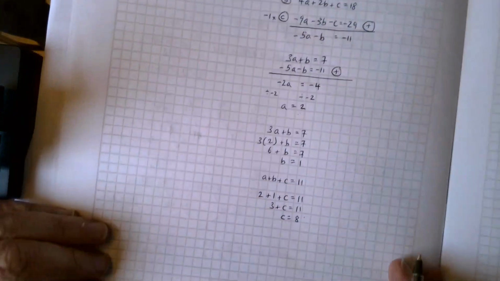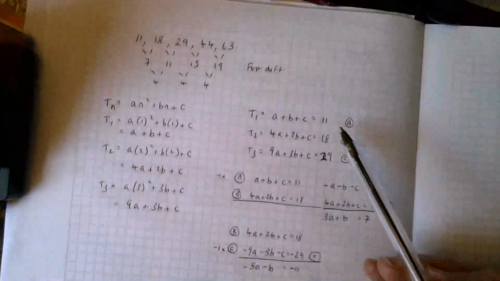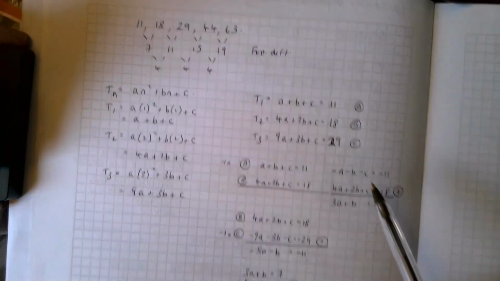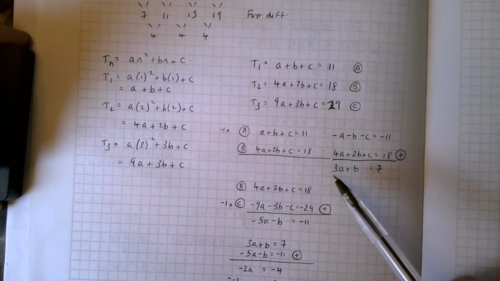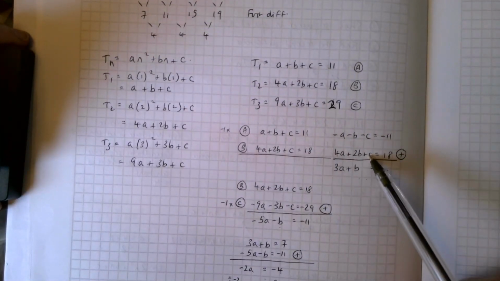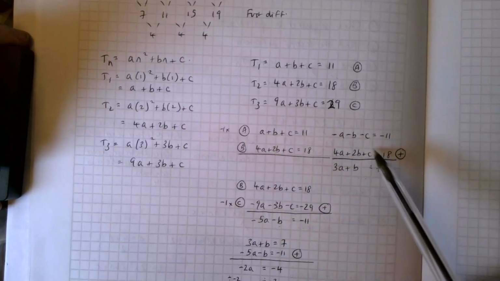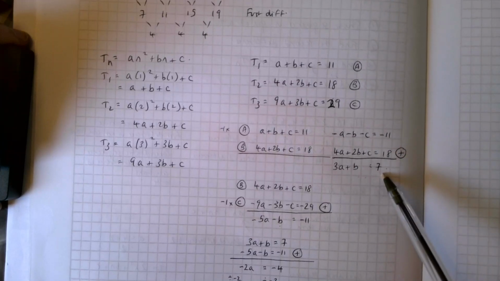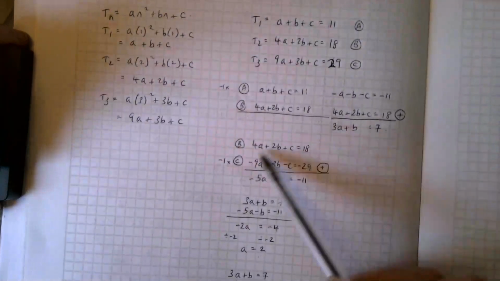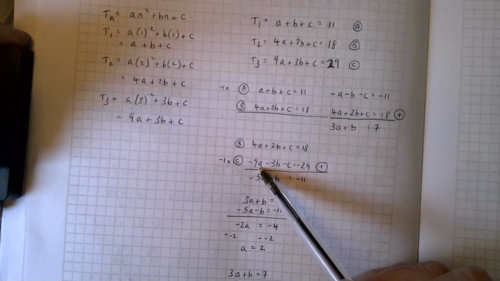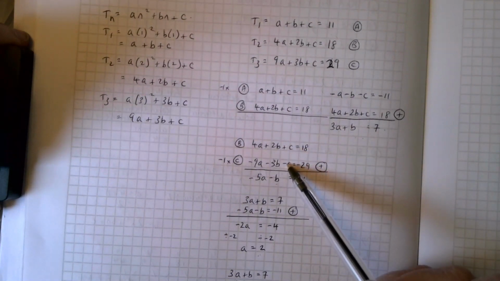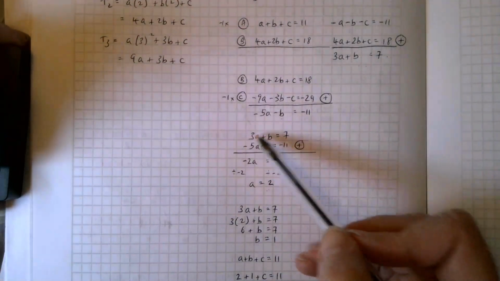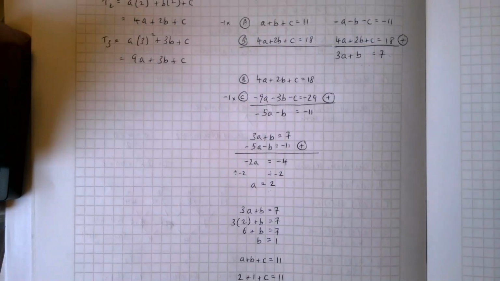So what did I do there? I wrote my 3 equations and put them equal to the first 3 terms. I used the simultaneous equations elimination method to eliminate the c's. I multiplied this line by -1 and added the 2 lines together. Same size, opposite signs, they cancelled each other out, giving 3a plus b equals 7. Then I took lines B and C together and eliminated the c's. So what I ended up with was 2 new equations that had just a and b, no c's in them. I was able to solve them using simultaneous equations.